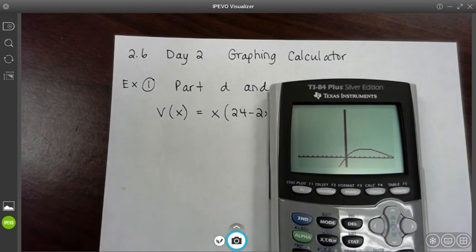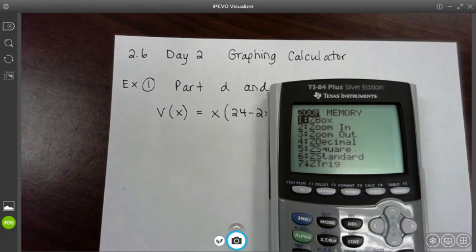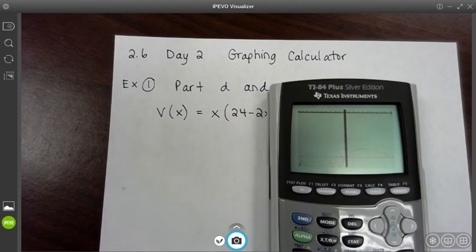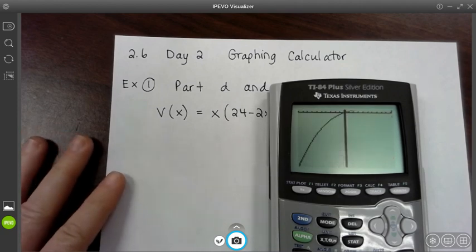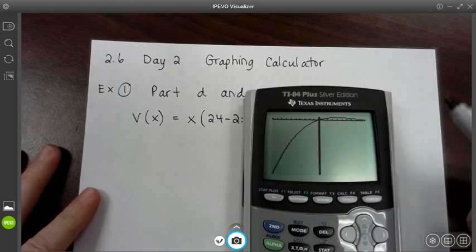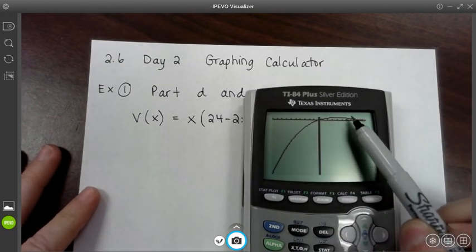And it asked us to find for what value of x is the volume the largest. So we are looking for a local max. Let me just get a better picture. Let me do zoom fit again and see if I can get a better picture of the whole graph. All right, so it's giving us that. So I can definitely see that it's reaching a peak up there.